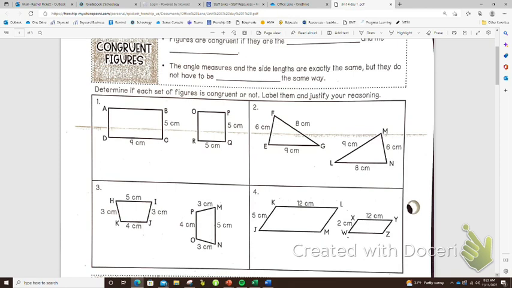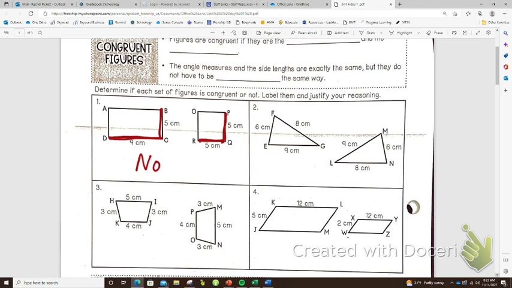Looking at the first picture, we have a rectangle that has a length of 9 and 5, and then a square that has a length of 5 and 5. If they were congruent, those would be exactly the same size, which they are not. So no, that is not congruent.